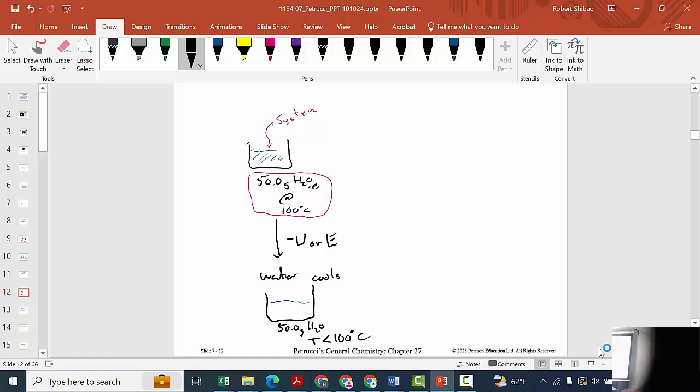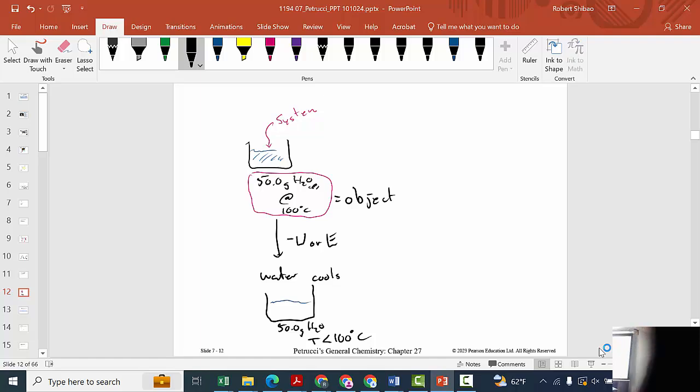And so what we define for this system, a system is an object. And when a system is an object, all the object can do is either warm up or cool down. That's it. So here we have an object that's 50 grams of water, and we remove energy, it just cools down. So we still have the object, we still have 50 grams of water, but now it's at a lower temperature.